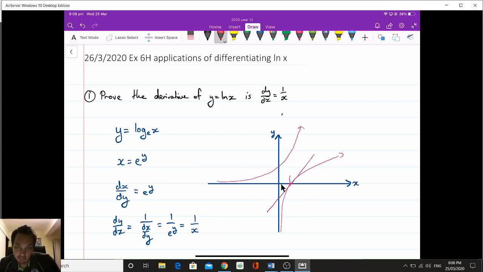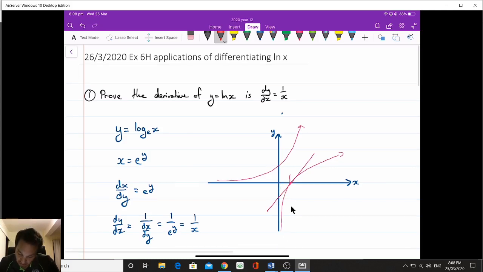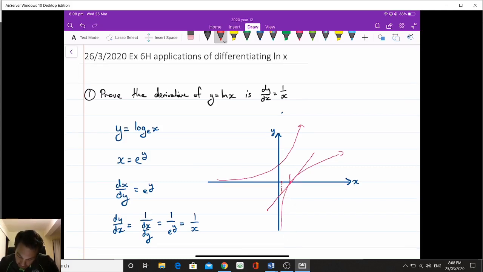So the gradient at 0.1 across is a really steep gradient. At 0.1 across, you can see it's really steep. It's going 10. Rise over run is 10 at this point. And if we put x as 5 across, just say, we can work out that at 5 across it's got a positive gradient, but it's not going up as much. So when you're 5 across, it's only got a gradient of 1/5. Okay?